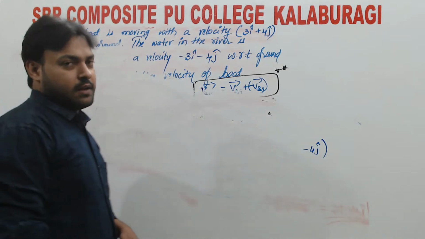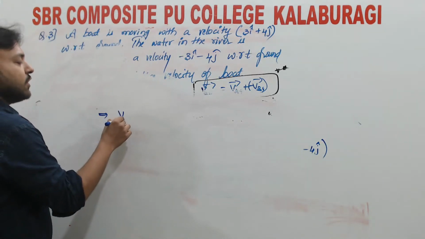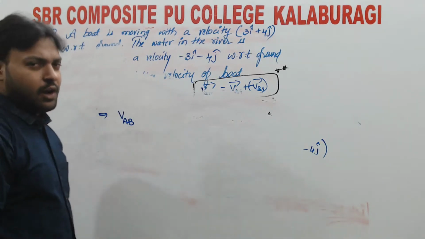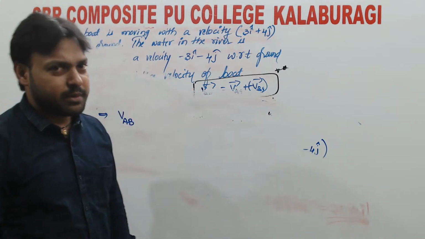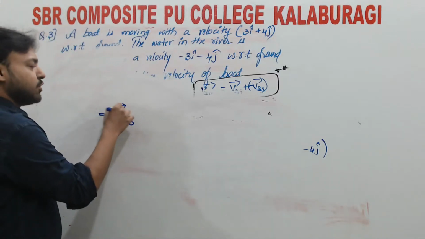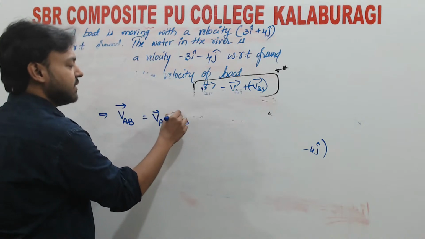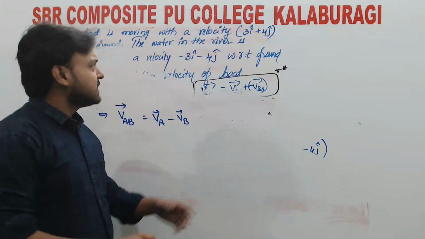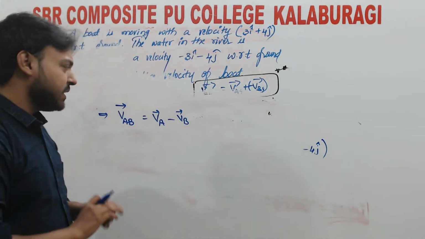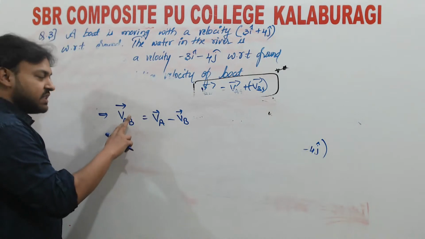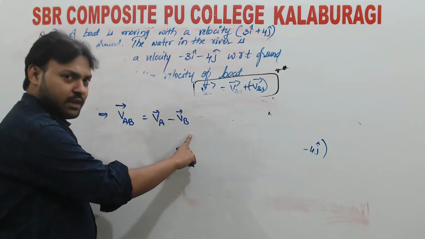In relative velocity, whatever the concept might be, velocity of A with respect to B, or velocity of boat with respect to river, I can write as velocity of A minus velocity of B. Whether it is river water, or rain and umbrella, whatever the concept, try to understand the velocity of one body with respect to another.